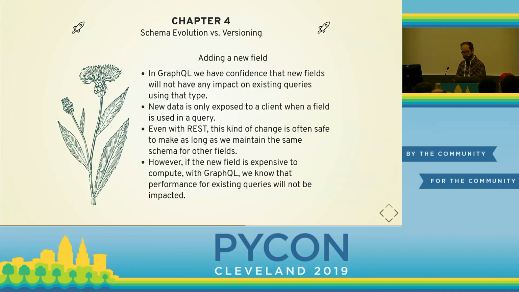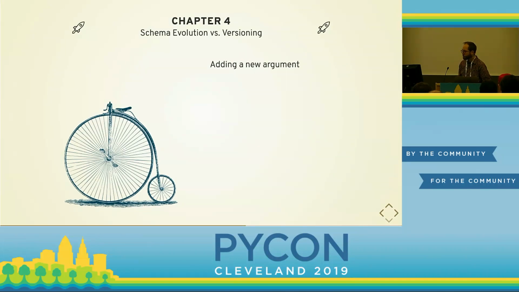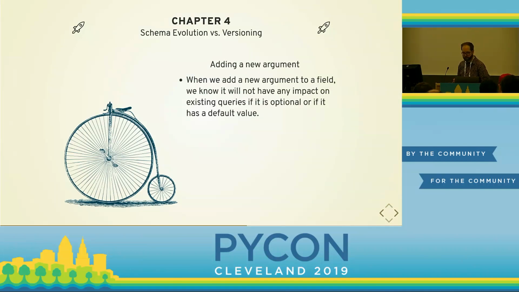But if the new field is expensive to compute, we don't really have any guarantees about performance impact to the clients with REST. With GraphQL, we know that clients are not going to be impacted by adding an expensive to compute feature to our API because they'll only fetch that if they need it. So if we add a new argument to one of our fields, as long as it's optional or has a default value, we know we can add it fine. Same as evolving a method or any other object.